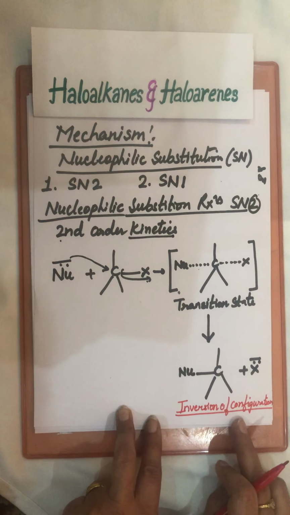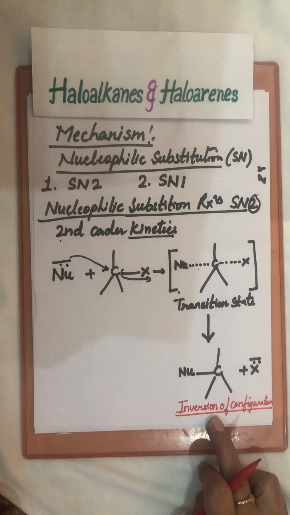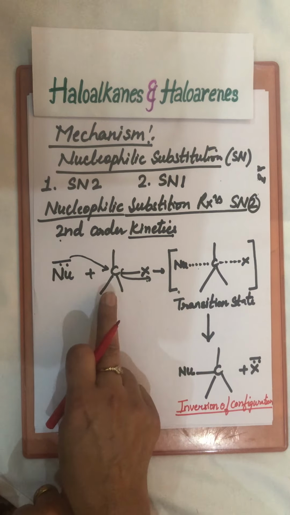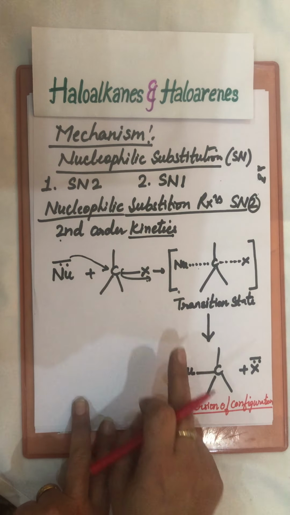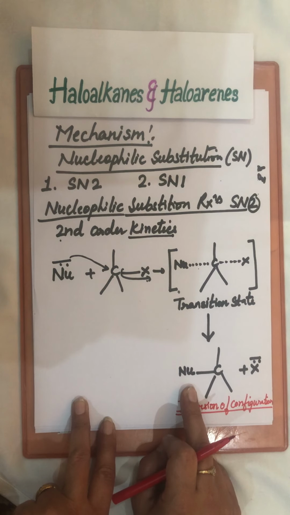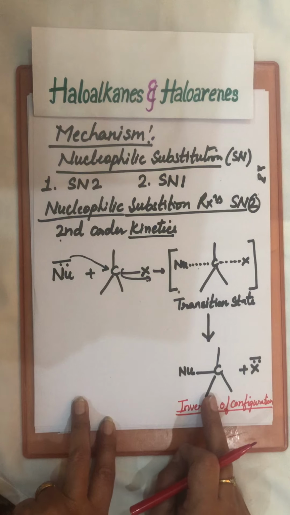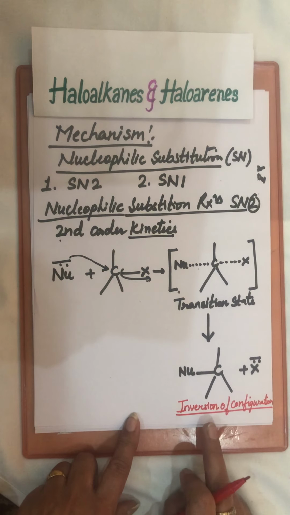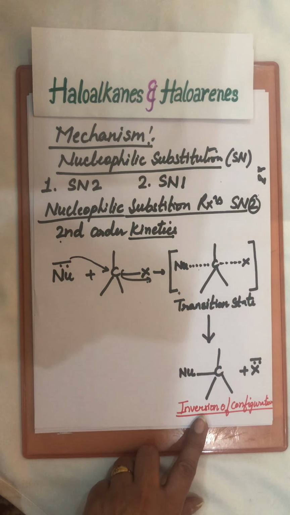Configuration means the structure in space. Inversion means inverted. It's just opposite to that of the reactant. In the reactant, the halide was on the right hand side, while in the product the nucleophile comes on the left hand side. So this structure is just the opposite of the reactant. Its configuration is just opposite to the reactant. So the product formed here is called inversion of configuration.